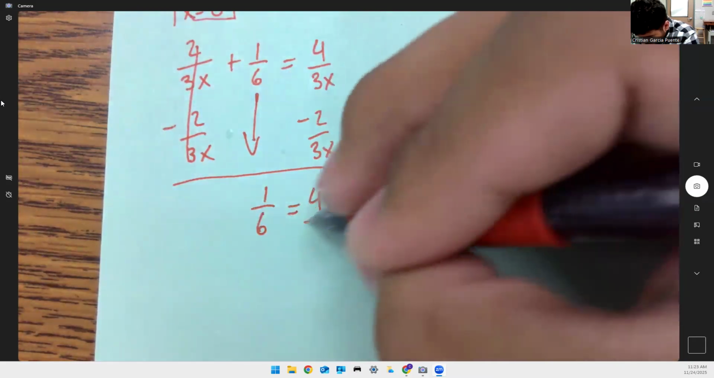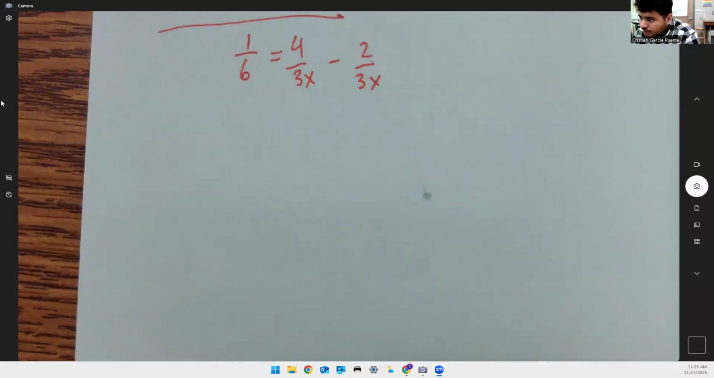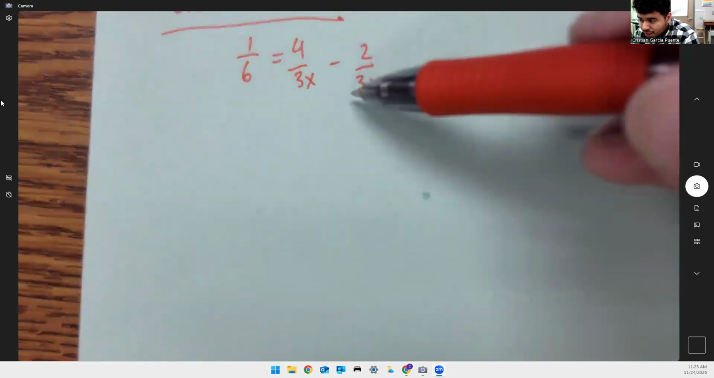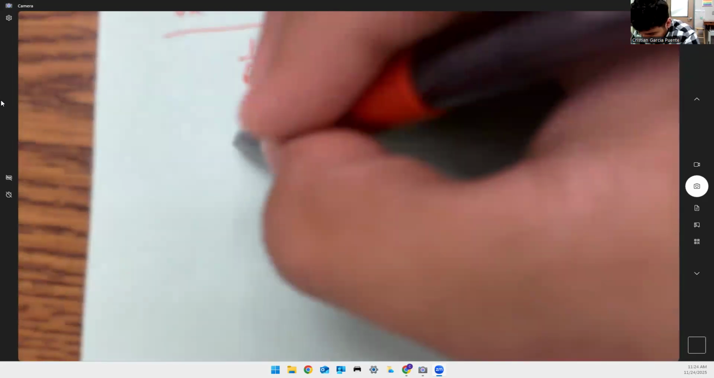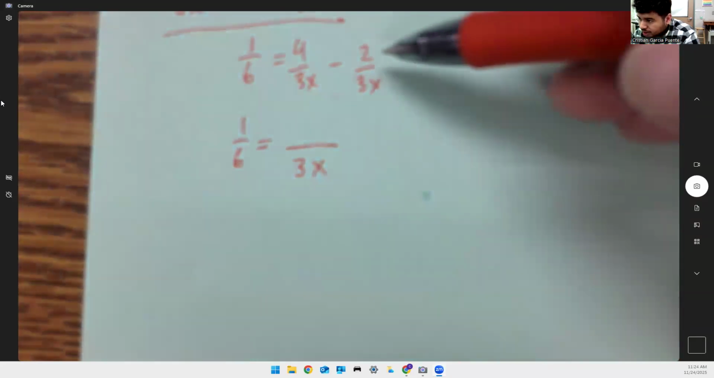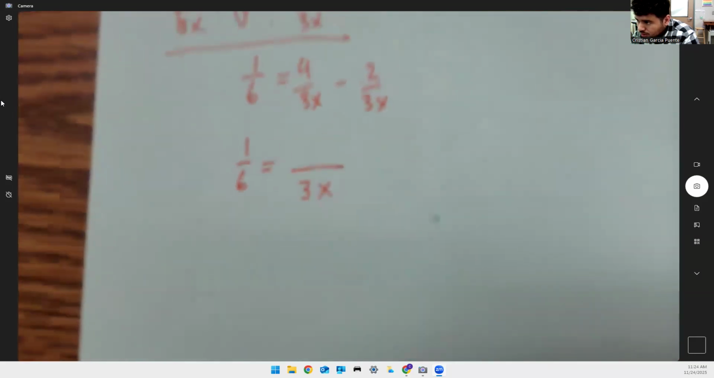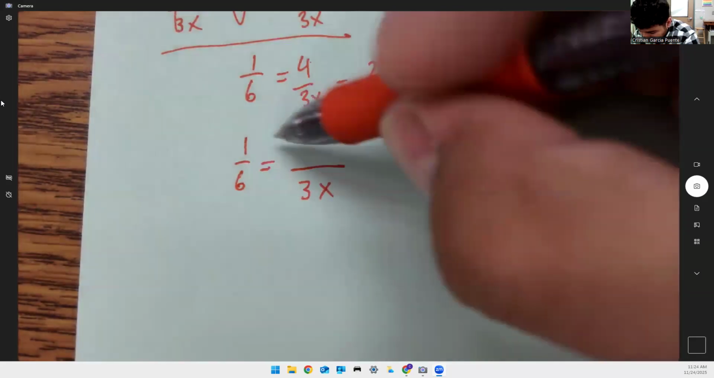So you'll be left with 4 over 3x minus 2 over 3x. Now, you see over here how they both have the same denominator of 3x? When you have two fractions that have the same denominator, you can just combine them. So you'll have 1 over 6 is equal to, on the bottom, 3x. Then you just combine the top. So, let me clear it up before I do this so you guys don't get confused. Okay, you have 4 minus 2 will go on top.